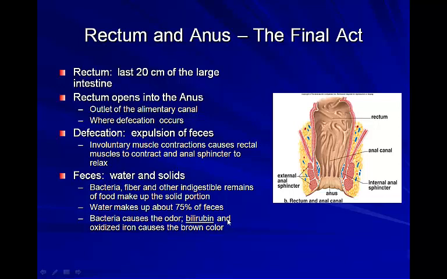Bilirubin is a byproduct of breaking down the hemoglobin within old dead red blood cells, and we also see oxidized iron. Those compounds and molecules contribute to the brown color that we see. Biliverdin is another stage of breaking down old red blood cells. So when you see the yellow in your urine and the brown of your fecal matter, that's actually a byproduct of really recycling old blood cells.